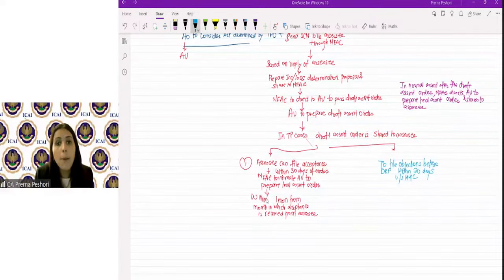Now, what is this dispute resolution panel? Under 144C, a panel is constituted which is called the dispute resolution panel. This is in the case of a person to whom transfer pricing is applicable, where the transfer pricing order is passed, or in the case of any non-resident company. This dispute resolution panel is a panel of income tax officers. This is an alternate remedy to the CIT appeal. The DRP is a collegium of three PCITs or CITs.